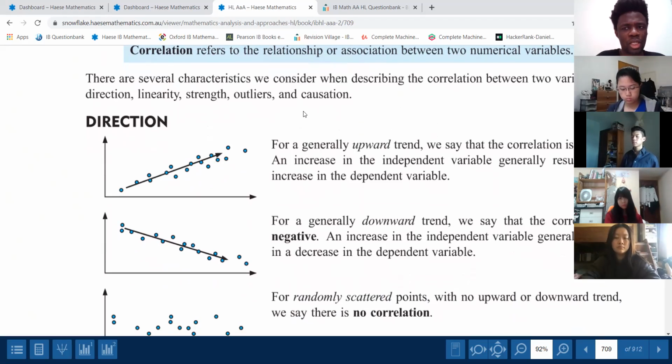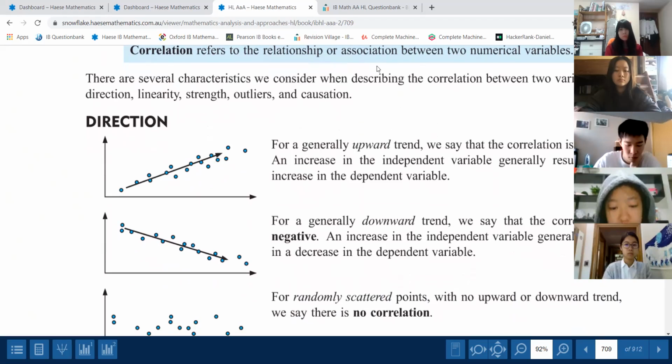So if you plot your scatter diagram for your bivariate data, I need everyone to please pay attention and look at the screen. Brandon is looking down. If you plot the data on your scatter plot and you have this direction, then you say there's a positive correlation between the two variables.